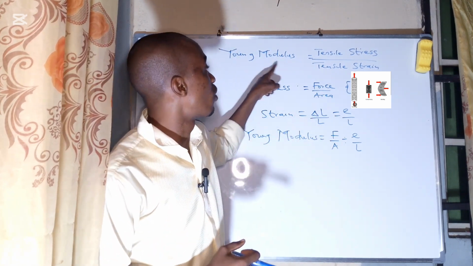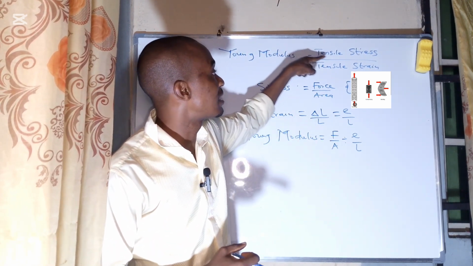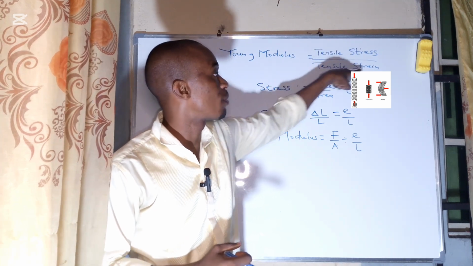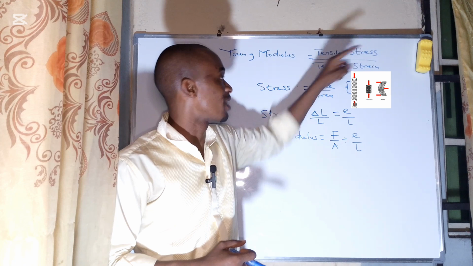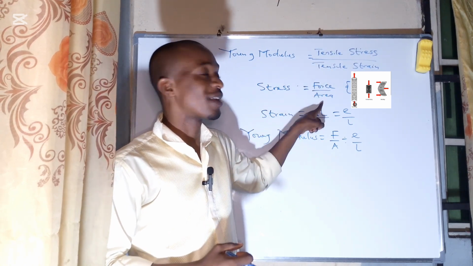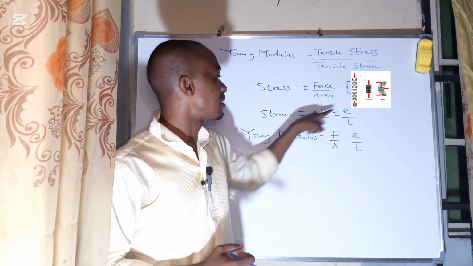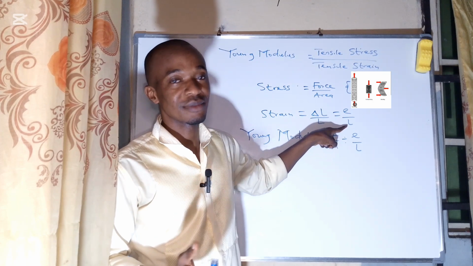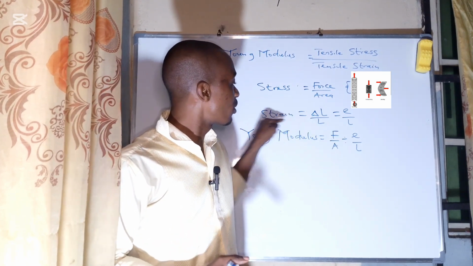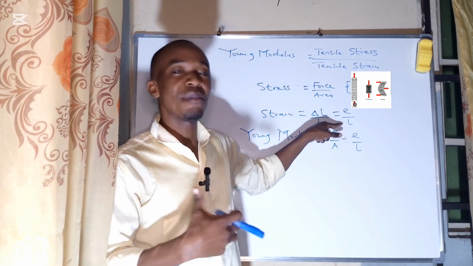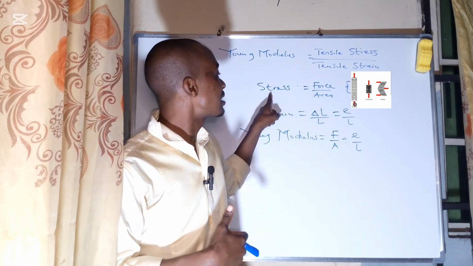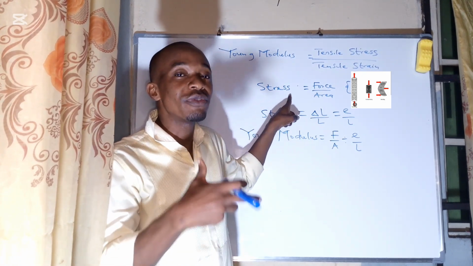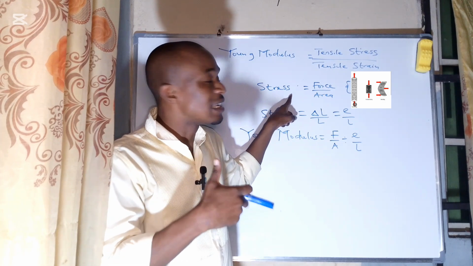We calculate Young modulus as the ratio of the tensile stress to the tensile strain. You are going to ask me what is stress and what is strain. Stress means force over area, and strain means extension over length. Strain tells you the amount of deformation that is happening inside the material, while stress tells you the distribution of the internal forces in the material.